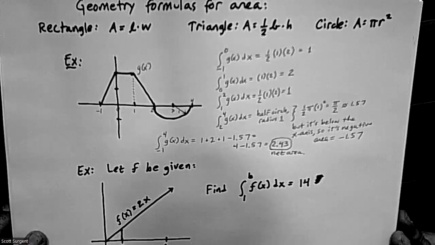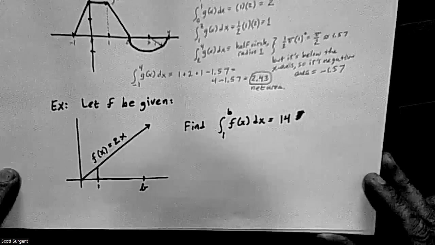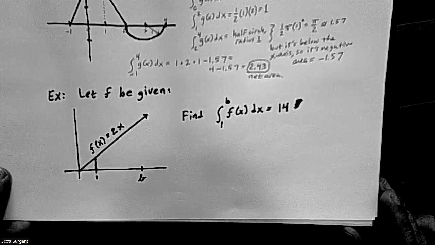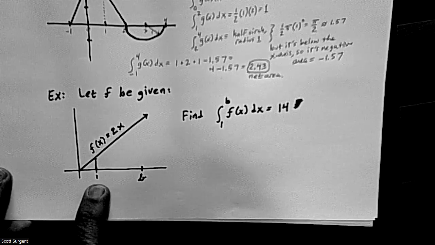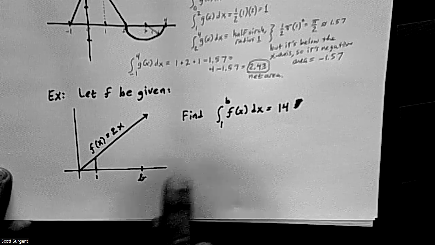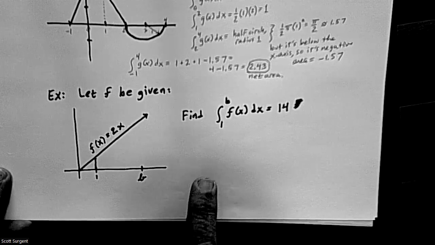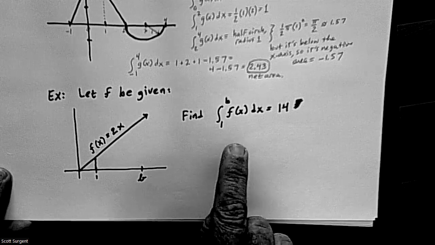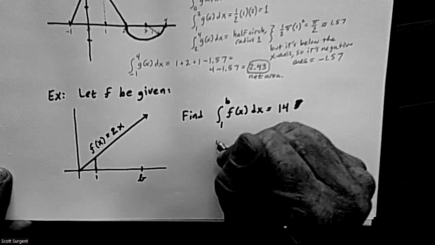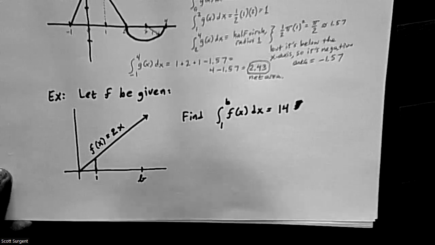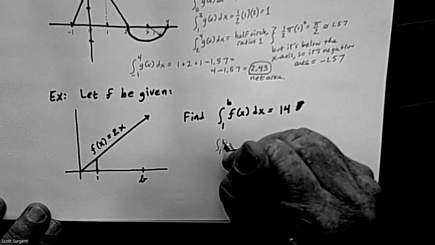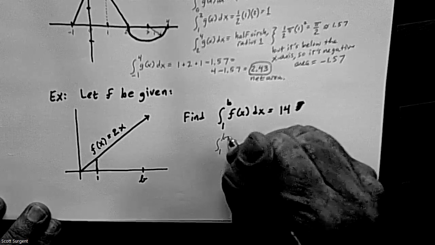All right, let's look at another example. Here I've drawn a picture. It's a function f of x equals 2x. I've labeled 1 here, and then I've labeled b here. And the question is, what's b? What's the bound b such that when I integrate from 1 to b of this function, I get 14? Okay. Well, I can do this a couple of ways. I'm going to go ahead and write it using the actual integrand, which is 2x.